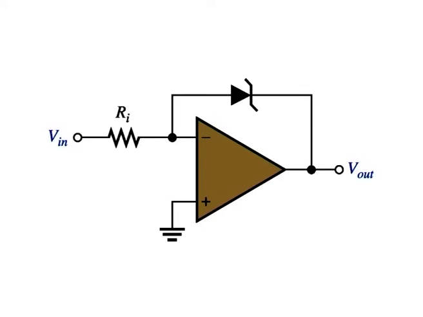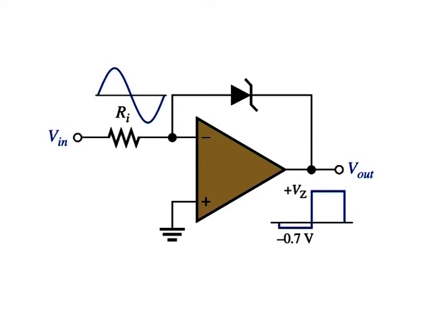Output bounding. In some applications, it is necessary to limit the output voltage levels of a comparator to a value less than that provided by the saturated op amp. A single Zener diode can be used as shown in figure to limit the output voltage to the Zener voltage in one direction and to the forward diode voltage drop in the other. This process of limiting the output range is called bounding.